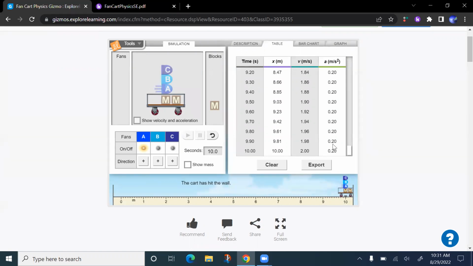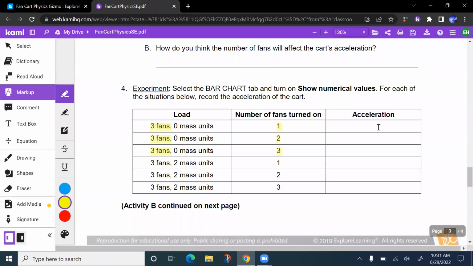That's because the acceleration is 0.20, half as much as the 0.40 we saw in the first experiment, the first trial. So 0.20 meters per second squared is the acceleration for the first trial. Again, 3 fans, but only 1 turned on. Repeat the experiment 2 more times by having 2 fans turned on, and then finally 3 fans turned on. Pause the video and complete your part of the experiment.